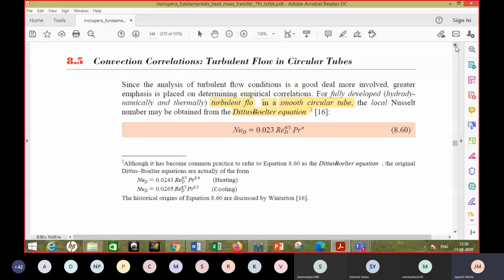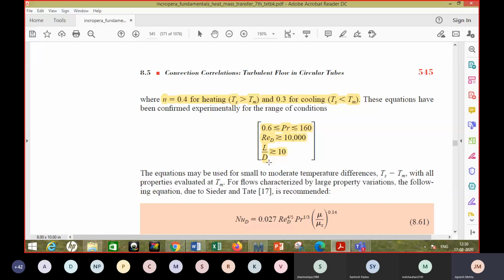Okay, so this is the correlation which we are using. Of course, there are other correlations also, and when you use a correlation, you should be sure that you are falling in the criteria given for the given fluid. So here the Prandtl number should be in the range of 0.6 to 160. Our Prandtl number was somewhere around 90, so it falls into this. And Reynolds number is greater than 10,000, as you can see, right? And L by D is greater than 10. So obviously we satisfy all these conditions.